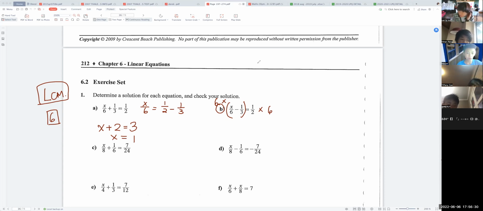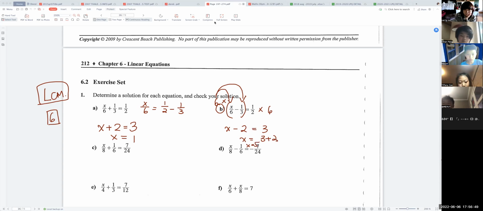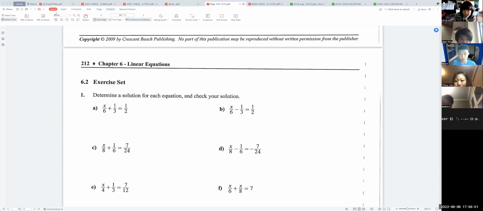Understand? Okay, 好，那我们看看 6 times x over 6 equals what? Equals x. 6 times 1 over 3 equals 2, but this time it is negative, so equals minus 2. So x minus 2 equals 3, x equals what? Equals 3 plus 2, so x equals 5. Very good. Okay, so now let's move forward, okay?